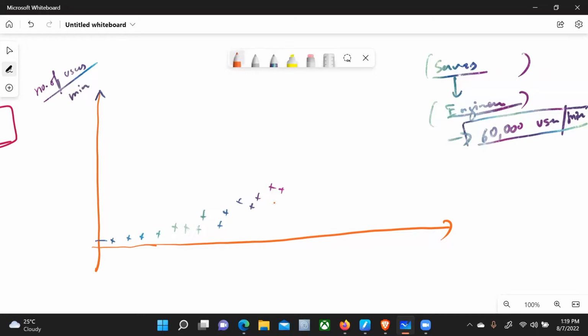So let me show you, let's say it is increasing. Imagine this is n equal to 10, these are days, the number of days. Maybe this is n equal to 20. Around 20, I could say our user base has increased and touched around 27,000 users per minute, and you know this threshold is 60,000 users.